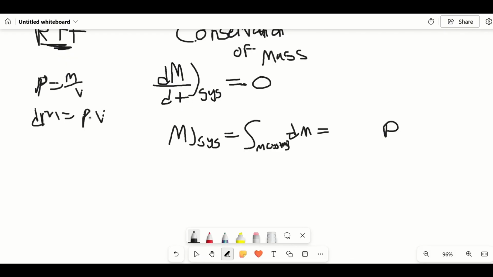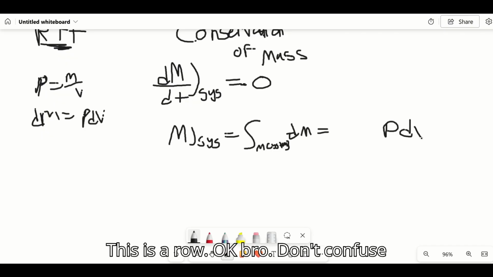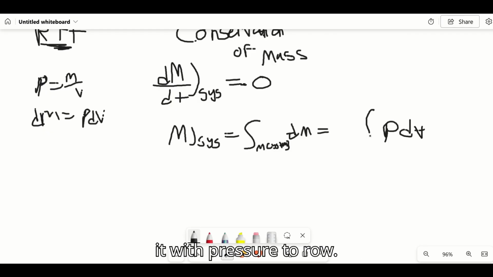So we're essentially going to have this, rho dV. This is a rho, okay, rho. Don't confuse this with pressure. This is rho, and this is going to be the volume of our system.